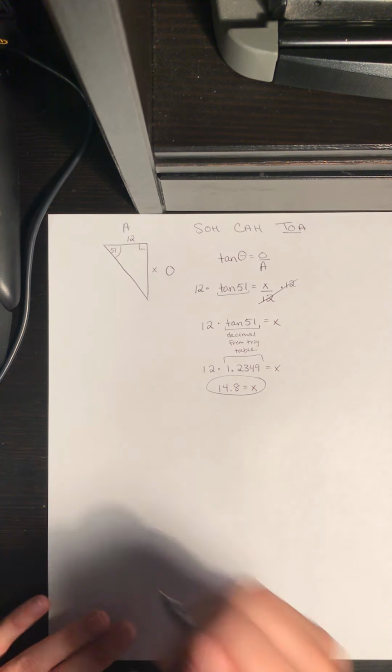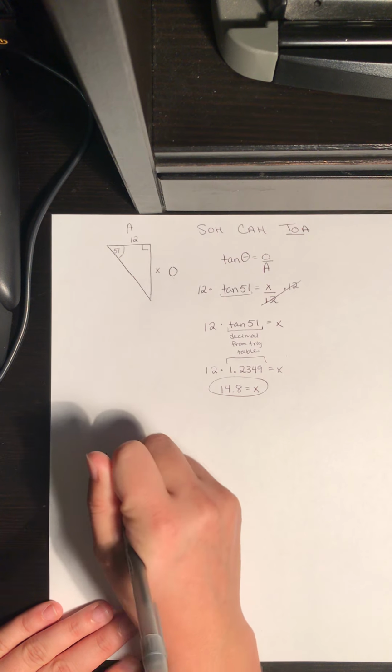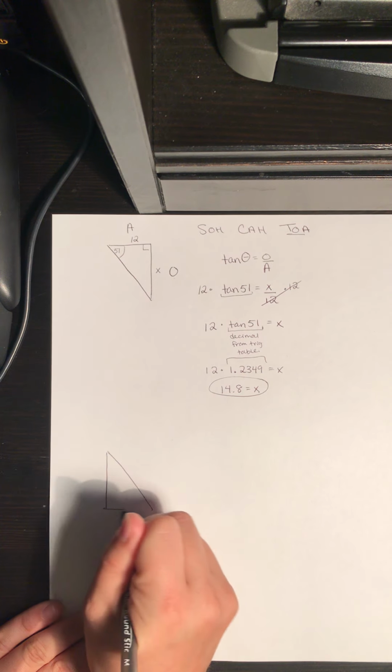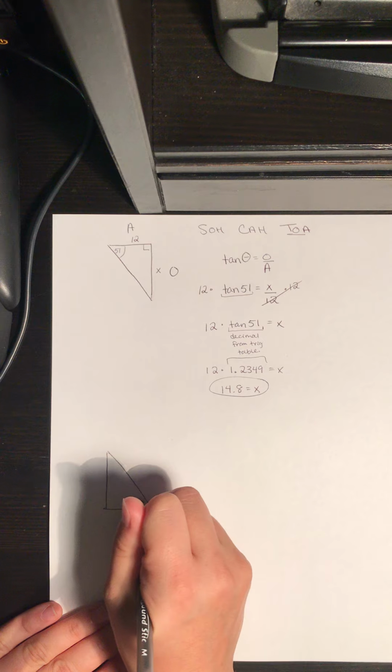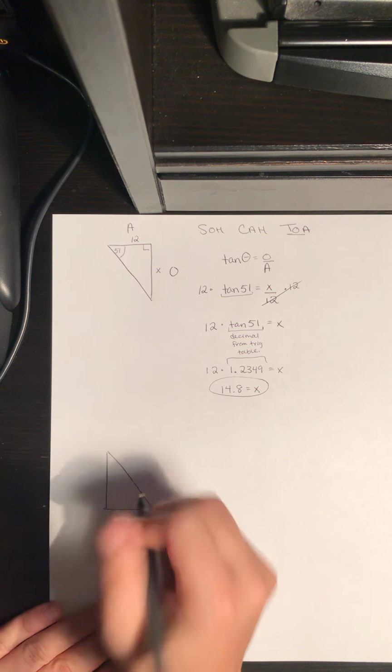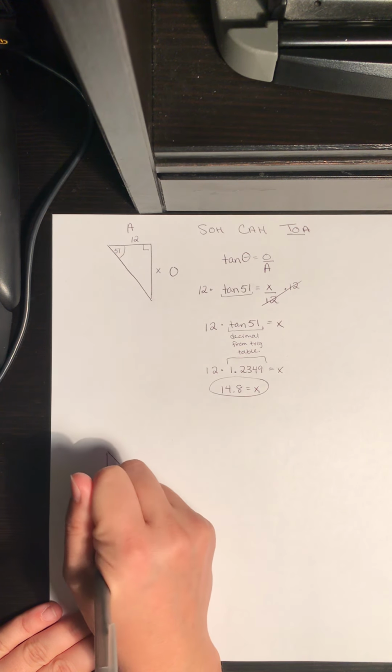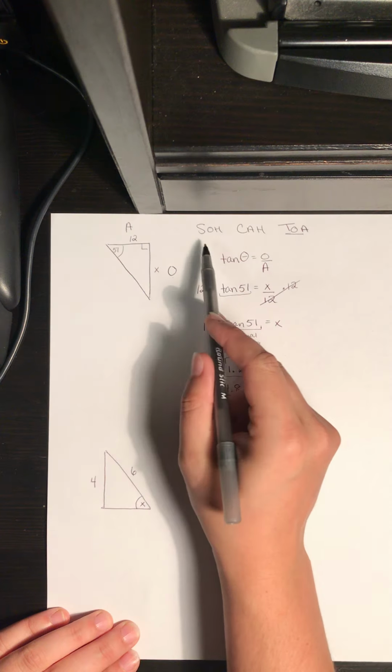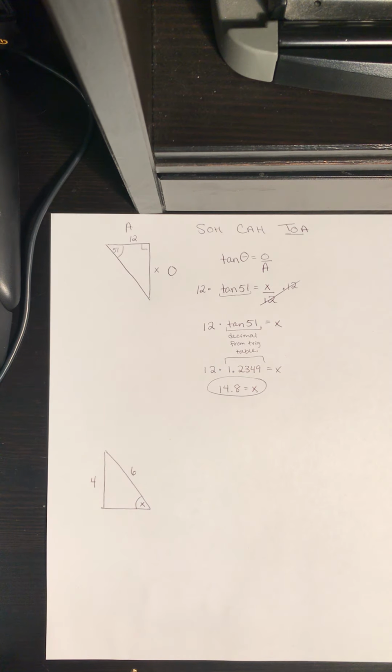So let's do one more, because this is the one that people find a little bit trickier. So we're going to look for an angle this time. We have SOHCAHTOA at the top already, so you don't need to write it, but I will let you pause this video and try this question on your whiteboard, please.